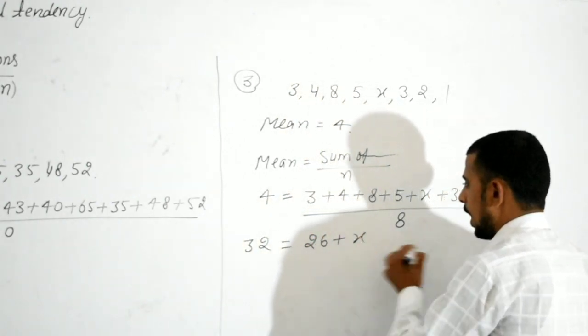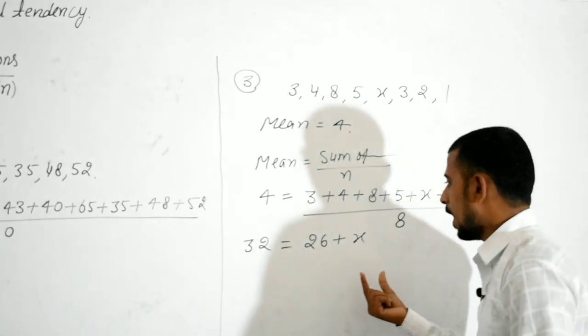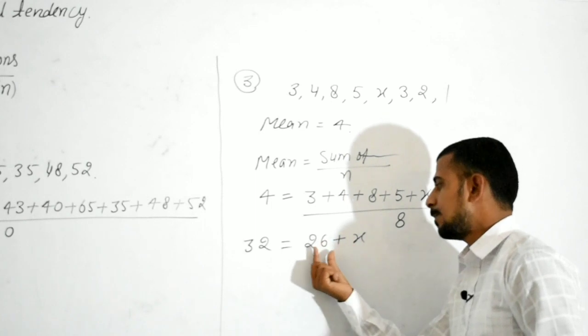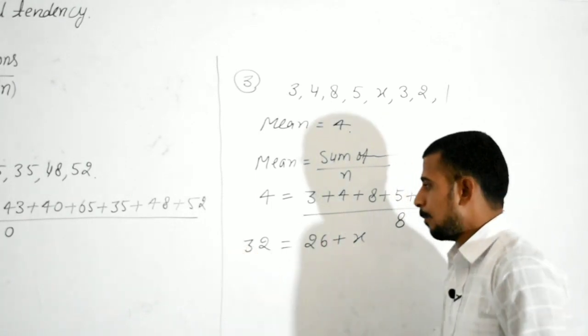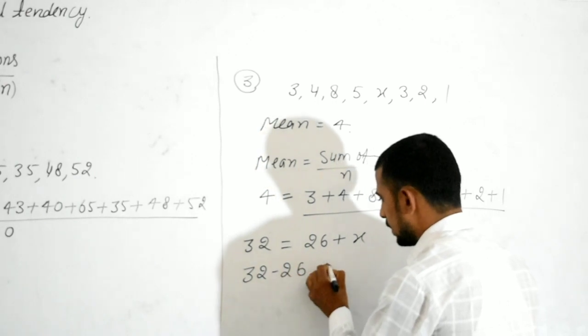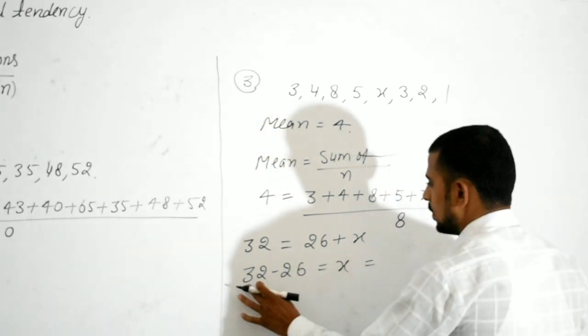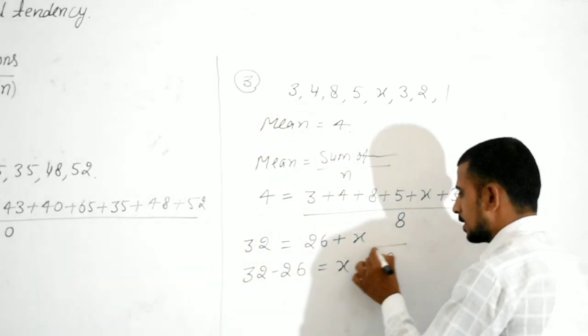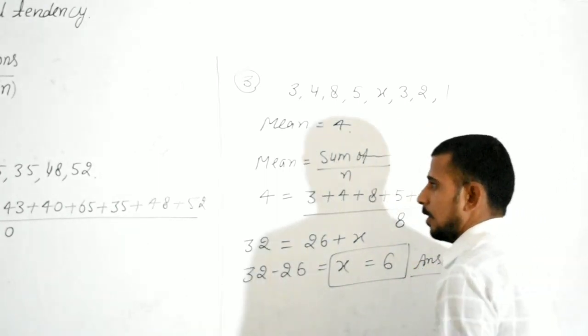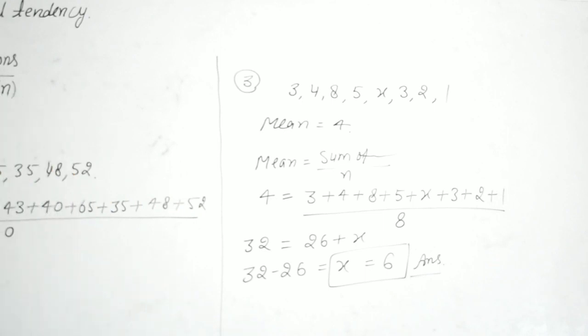26 plus x. Here we are going to find the value of x. It means plus 26, after transposing, becomes minus 26. Then the value is 32 minus 26 equal to x. It means 32 minus 26 is x. x is equal to 6, which is the answer. Now question number 3 is completed. Next, question number 4.